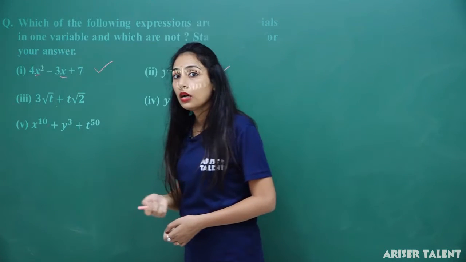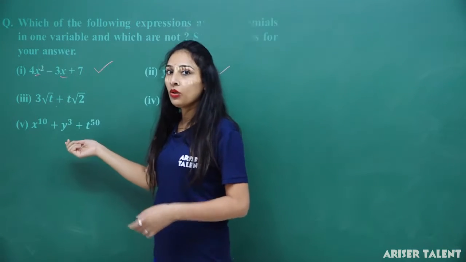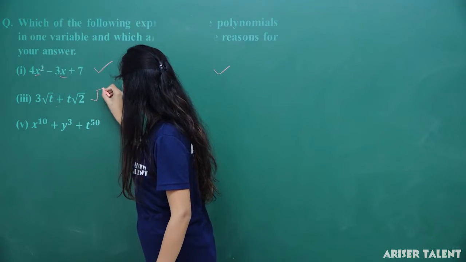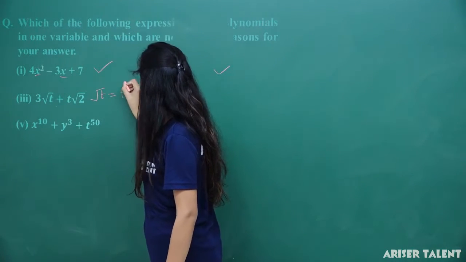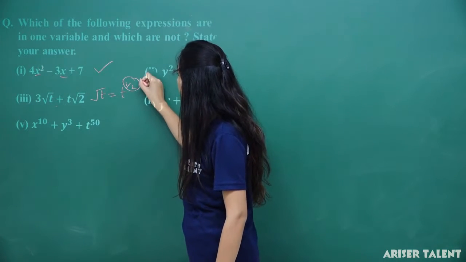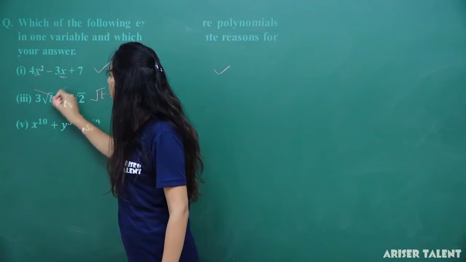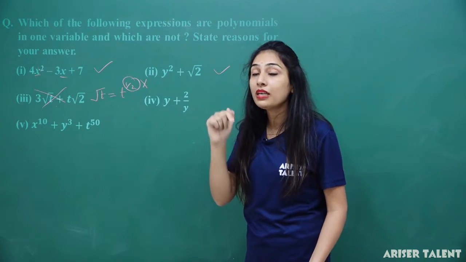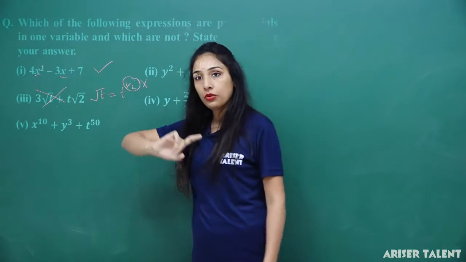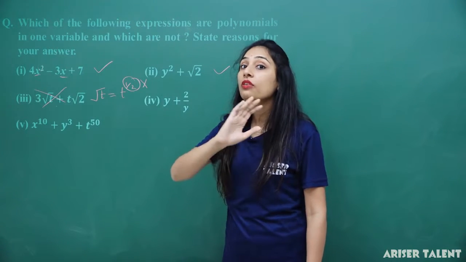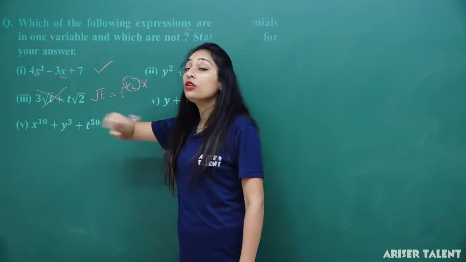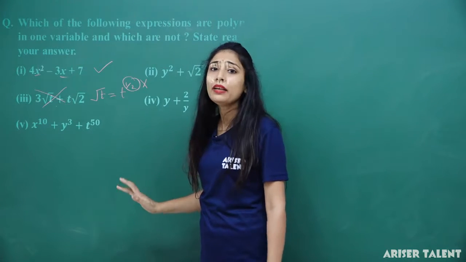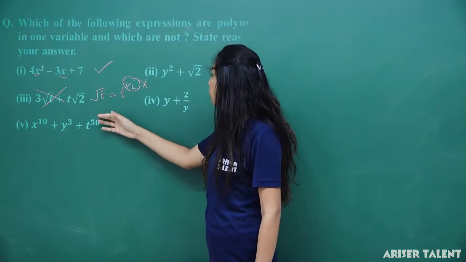Now come here, 3 root t plus t root 2. Now is it in one variable? Okay, one condition is fulfilled, but root t, we are having t raised to power 1 by 2. Now is it a whole number? No. So it's not a polynomial. The answer will be no, because although it's in one variable only, the power is not a whole number. That means basically it's not a polynomial at all. So that will be no, big no.